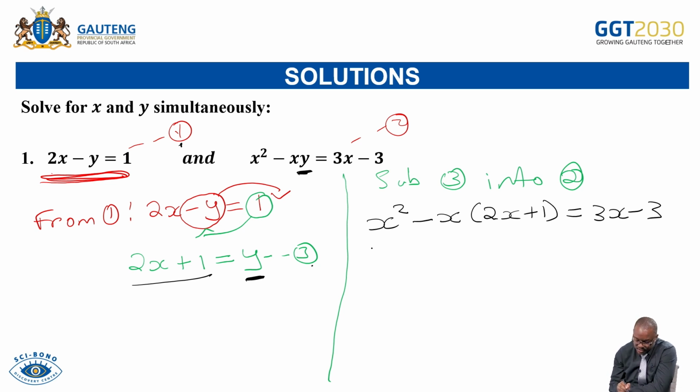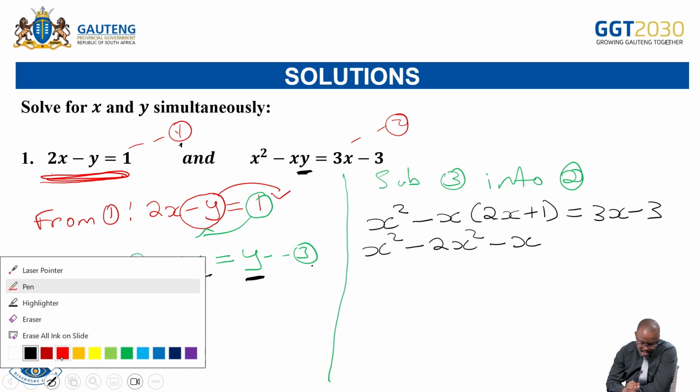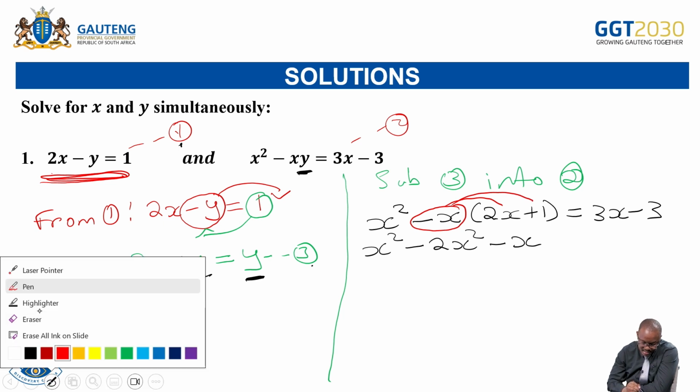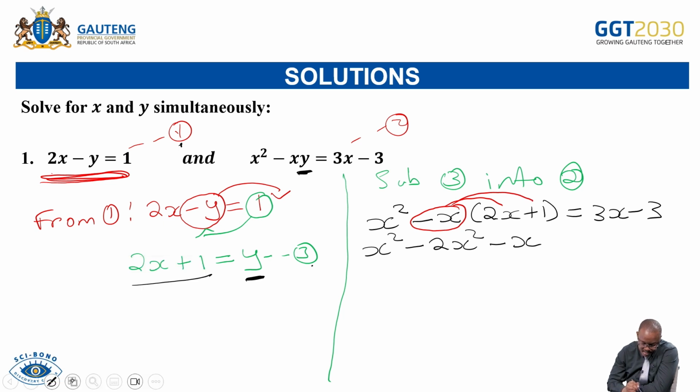Let's rearrange that. We're going to have x squared minus 2x squared minus x. Remember what I've done here? I multiplied by negative x inside the bracket. I just simply removed the bracket. Correct? Then we have, this is equal to 3x minus 3.